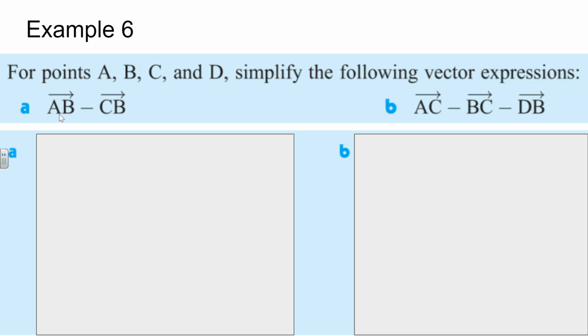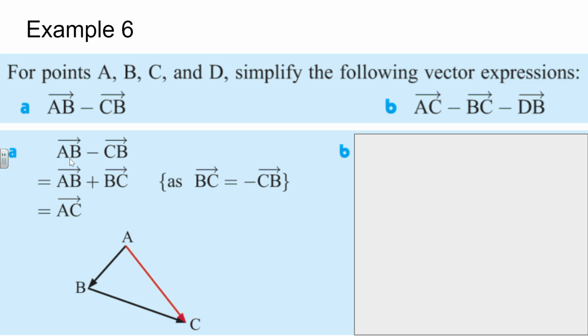Now, if I'm subtracting vector AB minus vector CB, you'll notice that the inner two parts are not the same letter. So all I have to do is consider that I'm going to switch the order of the second vector, make that vector BC, and add in between there. So vector AB minus CB is the same thing as vector AB plus vector BC, because vector BC is the opposite of vector CB. And therefore, I can say that vector AB plus vector BC is equal to vector AC.